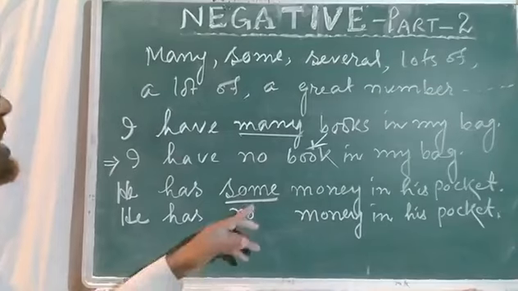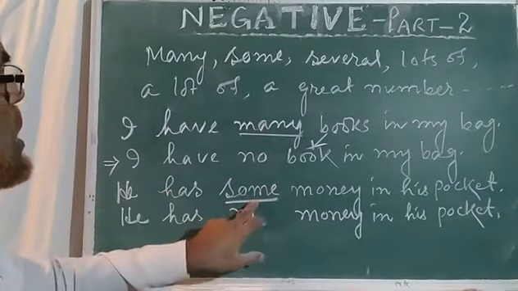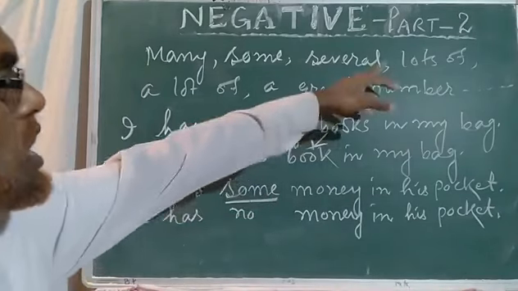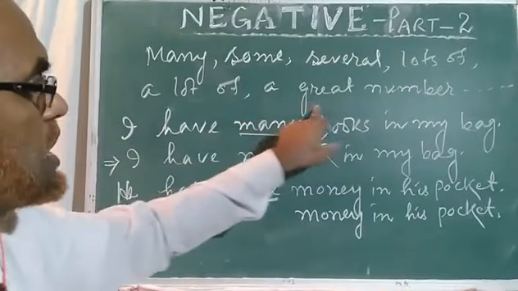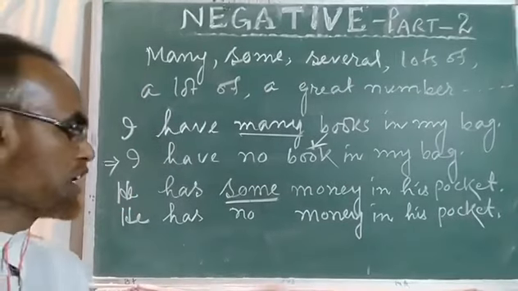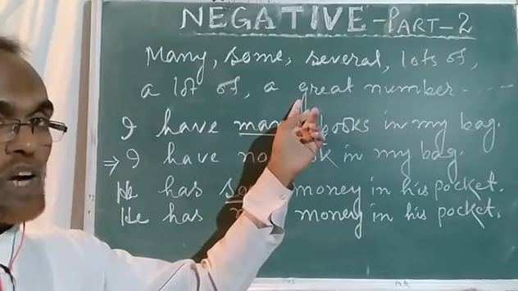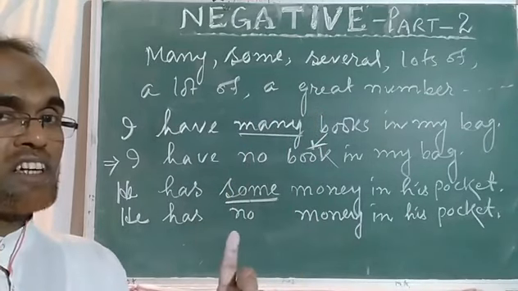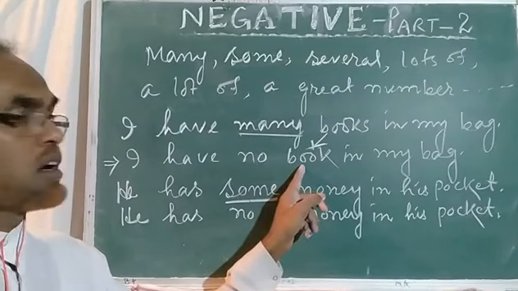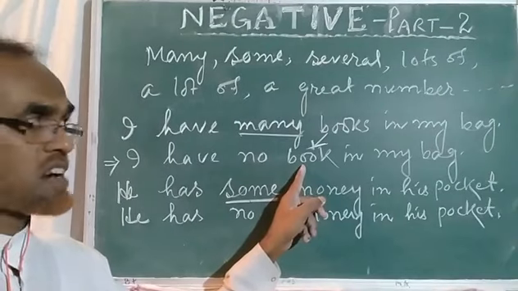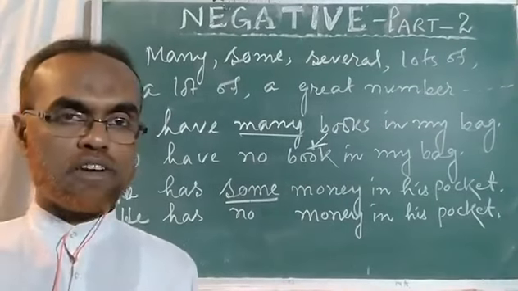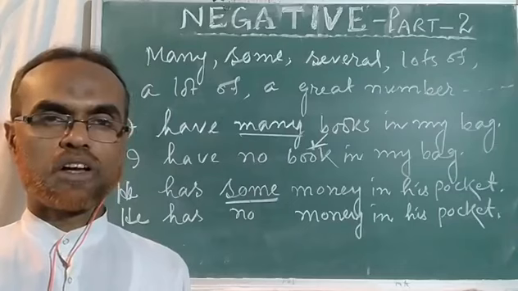Like these two sentences, many and some, we use many and some in these two sentences. We can also use lots of, a lot of, a great number of, a great quantity of, this type of words. And we have only to bring no in place of those words. And we have to do one thing, that is, we have to write the singular noun form of the noun given in the sentence. Thus, we can transfer the affirmative sentences into negative sentence.